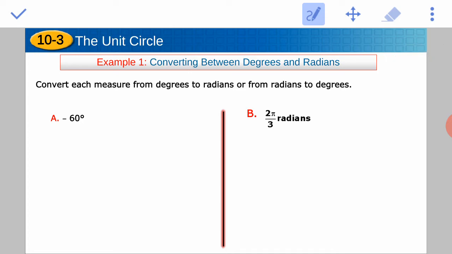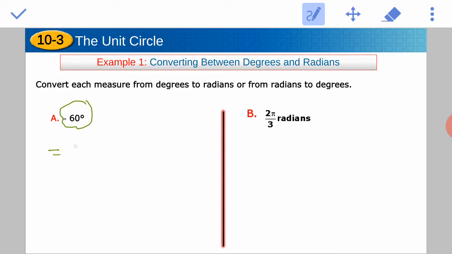Example number 1 applies these two formulas. Convert each measure from degrees to radians or the opposite. When you see this tiny circle on the top of any measurement, you recognize this angle is measured in degrees. If you don't see this small circle, it's measured in radians.